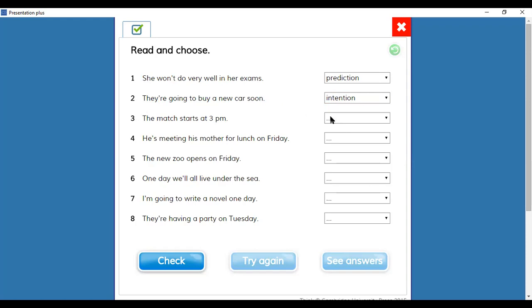The match starts at 3 p.m. Fixed event. That is true. It's a fixed event because it's a match. It's a football match or the hockey match. It's in the calendar. It's on the timetable. 3 p.m. the match begins.